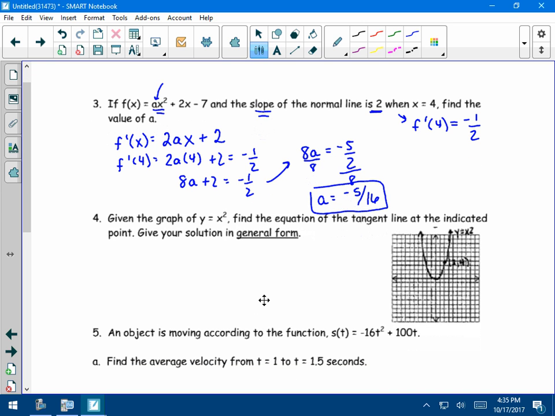Here I want to find the equation of the tangent line at the indicated point. That's (2, 4). Looking for that equation. We know we're starting with y equals x squared. So this is one of those ones where I've got my goal, y minus y1 equals m times x minus x1. Already got my point, it's (2, 4). I need my slope. If you don't know how to find that now, probably won't tomorrow either.